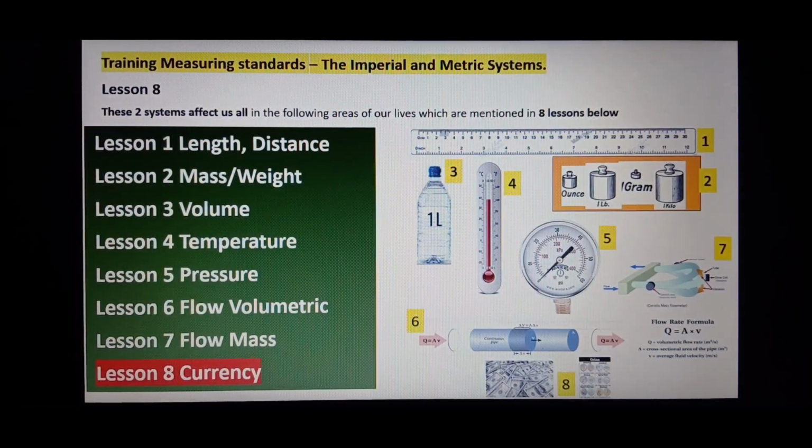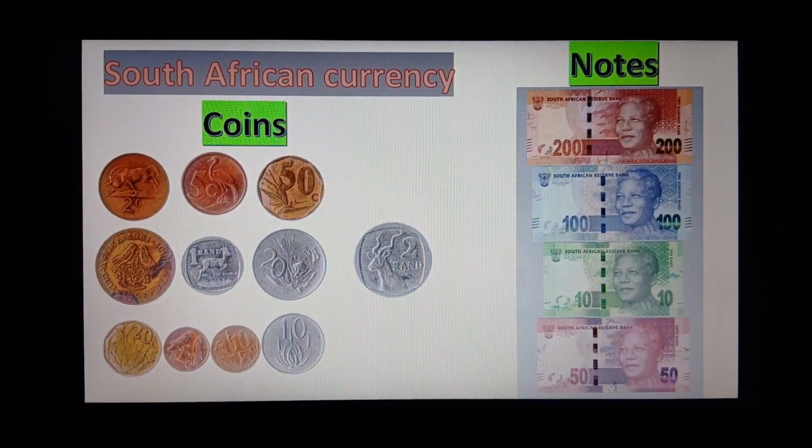We are affected by the imperial and the metric system, and this will be our 8th lesson on the imperial and the metric system, and as you can see, lesson number 8 is the currency one. So I just want to show you the South African currency currently in use, and you can see they have coins and they have notes.